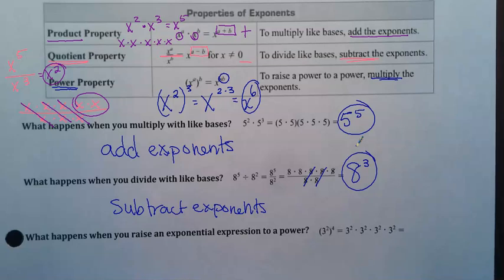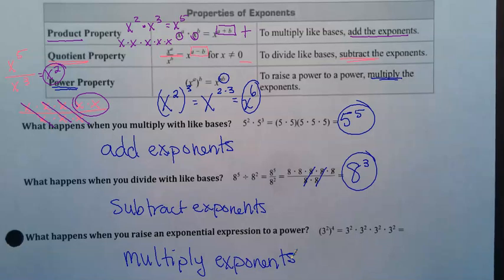And what happens when you raise an exponential expression to a power? You multiply. That's when we multiply our exponents. So what would our answer here be? 3 to the 2nd raised to the 4th power. You said it was going to be multiplied, so it's going to be 3 to the 2 times 4 power, which is 3 to the 8th. Awesome. Very good. Okay, questions about those properties?